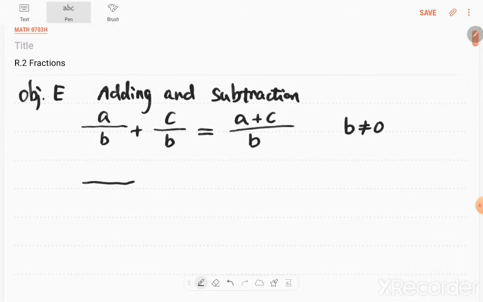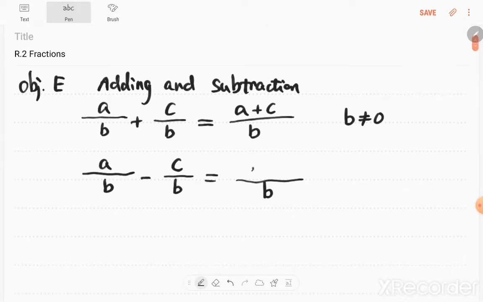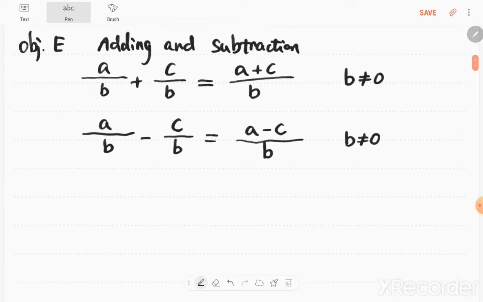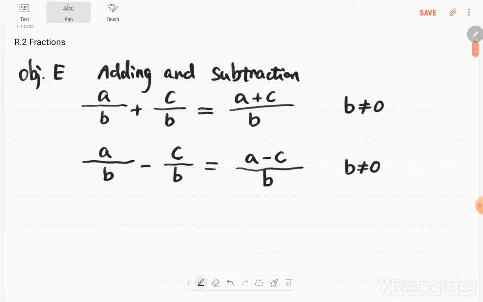The subtraction is very similar to the addition. Here we still have the same denominator B, so we just use B as our denominator. But for the numerator, we do the subtraction. Same thing, B is not equal to 0. So this case is the easy one because they have the same denominator.